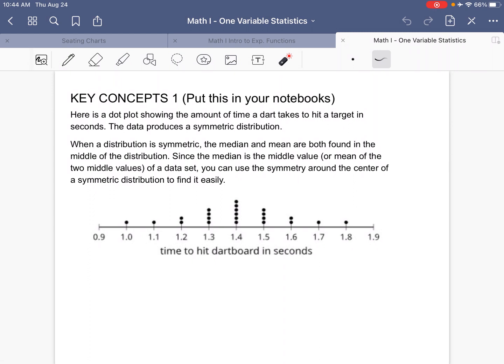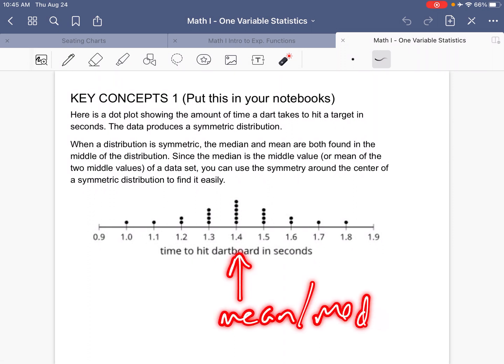Again, it doesn't have to be exact. It doesn't have to be perfect. But what we will find is that the mean and the median are at the middle of our symmetric data set. So mean and median is right here in the middle.